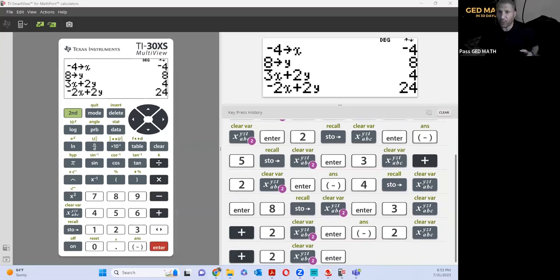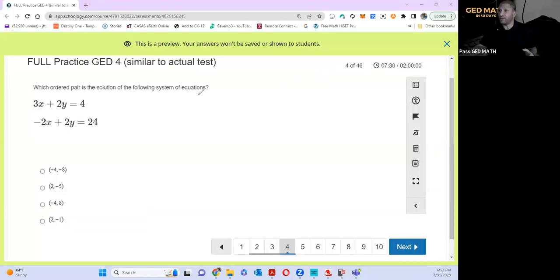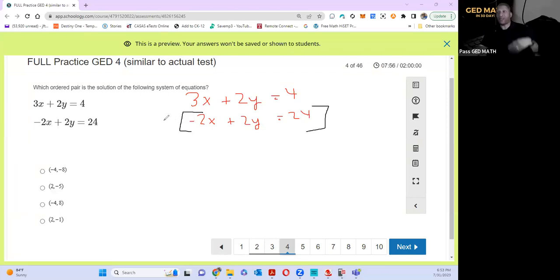Now, the next part I'm going to show you is how you would actually do it manually. So let me rewrite it over here. 3x plus 2y equals 4, and minus 2x plus 2y equals 24. First of all, what you should recognize is I want to solve this system of equations by elimination. I want to eliminate one of the variables. I see 2y and 2y in both equations, so I'm going to multiply this equation by a negative. Why? Because the opposite of 2y is minus 2y. So the first equation stays the same. The second equation now changes.